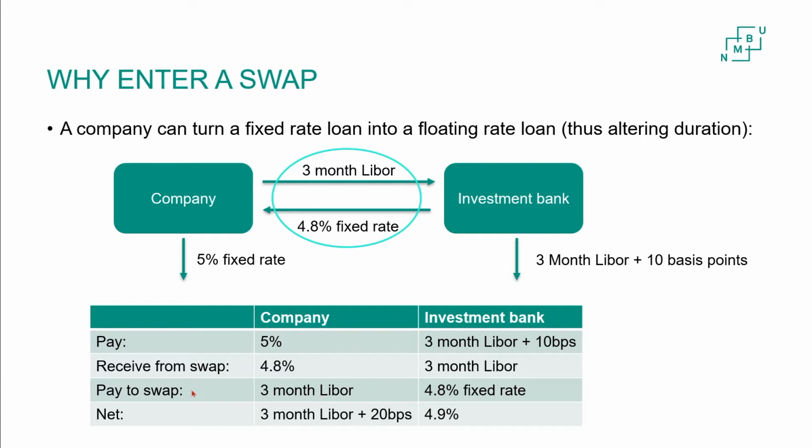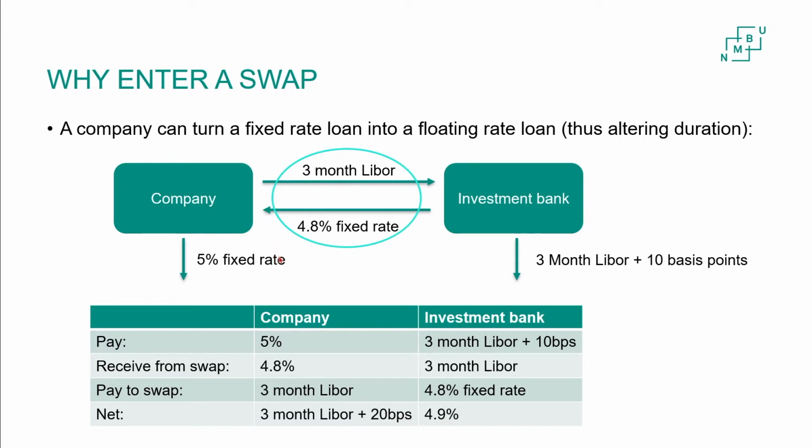Okay, so here you have a company who pays 5% fixed rate, okay, and you have an investment bank who pays 3-month LIBOR plus 10 basis points. And these might enter a swap where the company pays 3-month LIBOR to the investment bank, and the investment bank pays 4.8% fixed rate to the company.